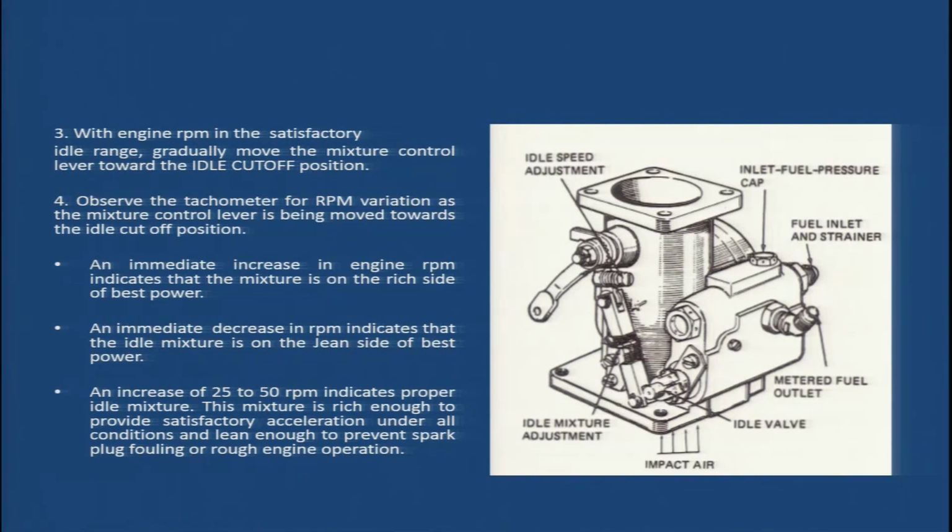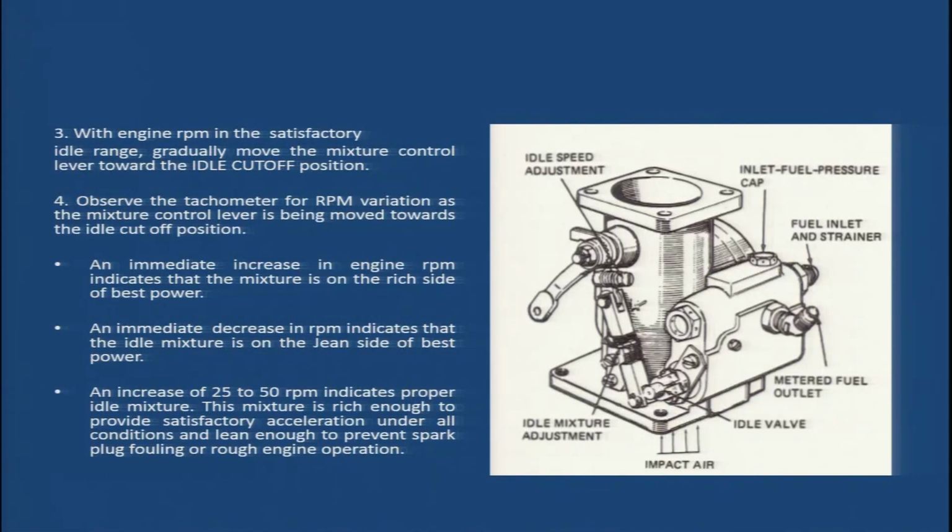An immediate increase in engine RPM indicates that the mixture is on the rich side of best power. So, as we are moving the mixture control lever from the rich condition towards the idle cutoff condition, if your RPM immediately increases, that indicates that your mixture is on the richer side. An immediate decrease in RPM indicates that the mixture is on the leaner side. The proper indication is that your mixture is set properly, the mixture is okay.